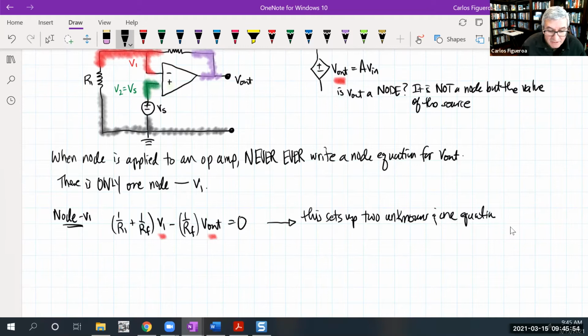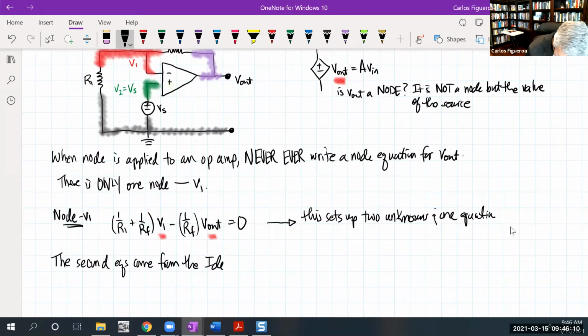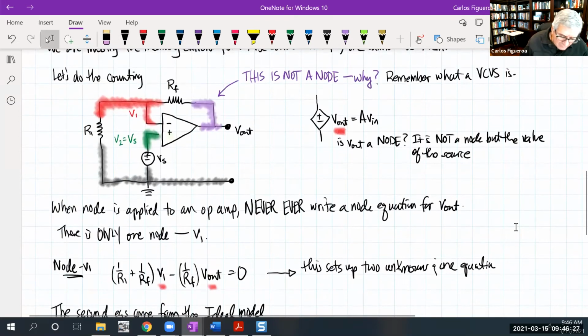So the way you get the second equation is you apply the ideal op-amp model. The second equation comes from the ideal op-amp model. So now the op-amp model comes in here, and we know that I1, I2 is equal to 0. And what does that tell us? Does this tell us anything new? Well, let's go look at the circuit here. If you look, this is the current of I2, but there's no resistors there, so it doesn't change anything. And then there's this current here.